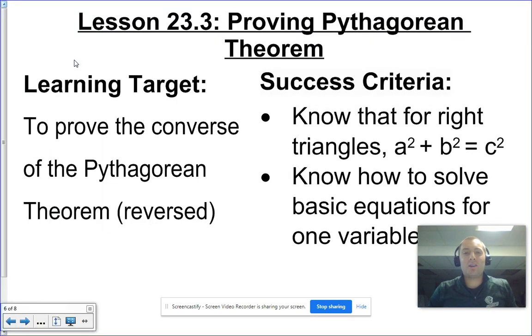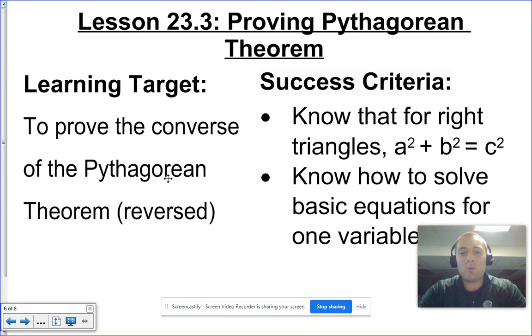Hey everybody, we're gonna finish up lesson 23 here with day 3 of lesson 23 of proving the Pythagorean theorem. Again, this is one of the more challenging lessons, and I hope that you get something out of it. You're able to kind of understand why a squared plus b squared equals c squared for right triangles.